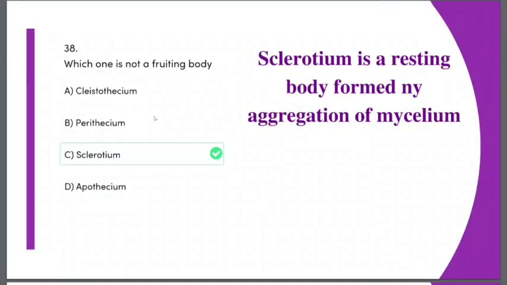38th question, which one of the following is not a fruiting body? Cleistothecium, perithecium, sclerotium and apothecium. So we know that sclerotium is not a fruiting body. It's the aggregation of the mycelium, and it's a resting body and is useful when adverse condition comes.